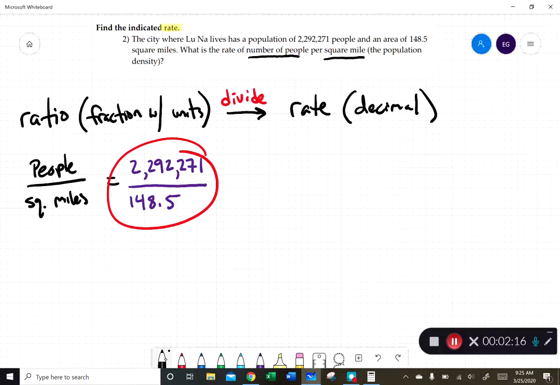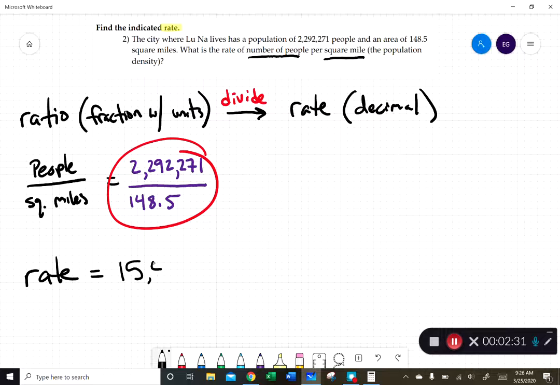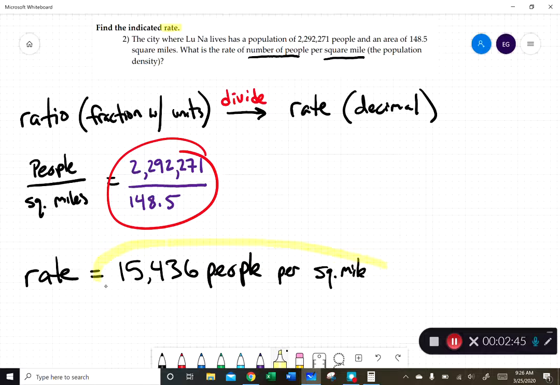So the rate would be, let me go back to the calculator, 15,436 people per square mile. So that's 15,436 people per square mile. All right, and that would be the rate.